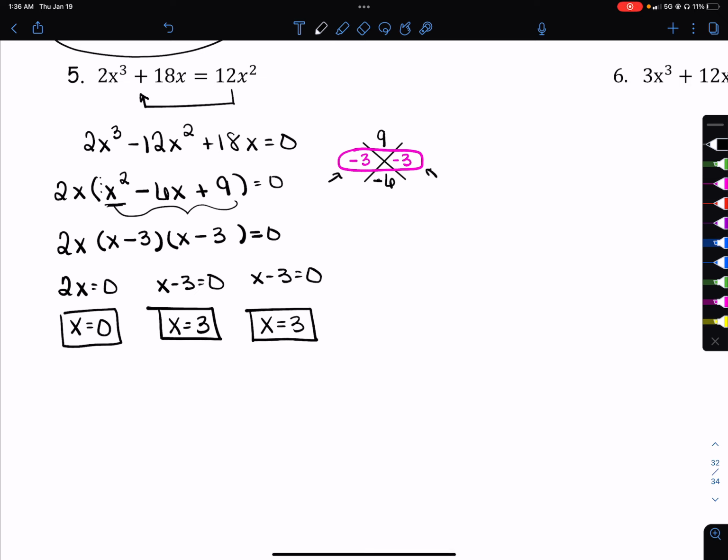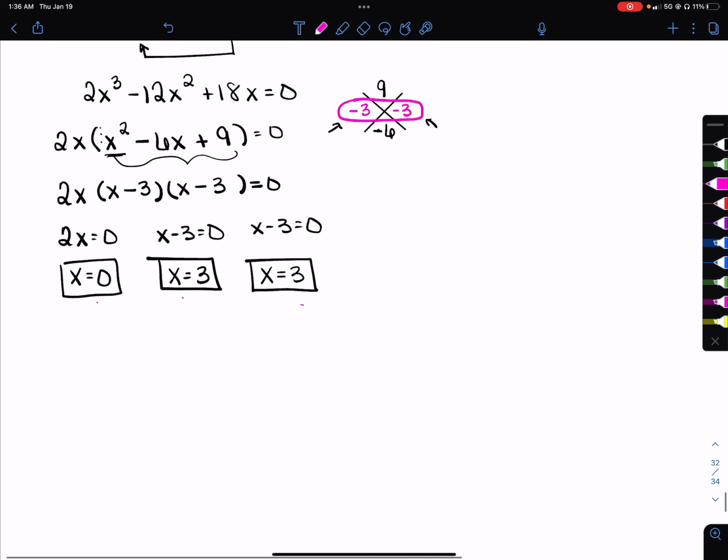That is my third solution. And our degree was 3, which tells me we're going to have 3 solutions. Okay. Now, these two solutions here are the same. So what that means is that when we have a graph where x is 3, this graph would actually hit it here and bounce right back up, right where x equals 3. Okay? And again, we'll get to that stuff when we get to graphing after this next test.